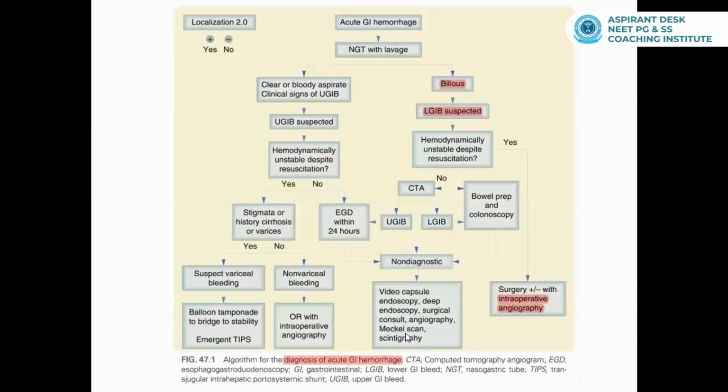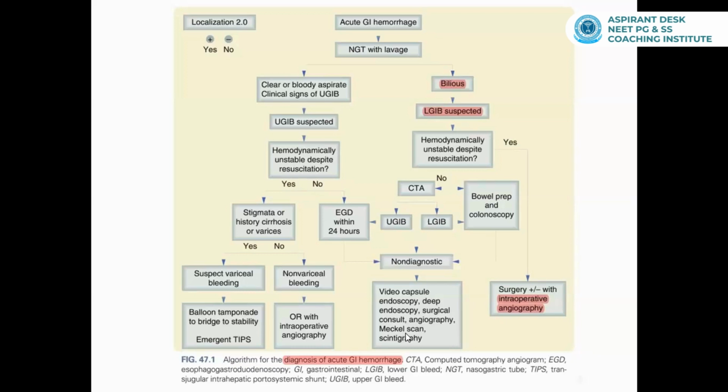This is a flowchart algorithm for the evaluation of acute GI hemorrhage. The first thing we should do is nasogastric tube lavage, which differentiates upper and lower GI bleed. If it is bilious, then lower GI bleed should be suspected. If it is a clear or blood-stained aspirate, then UGI bleed is suspected.